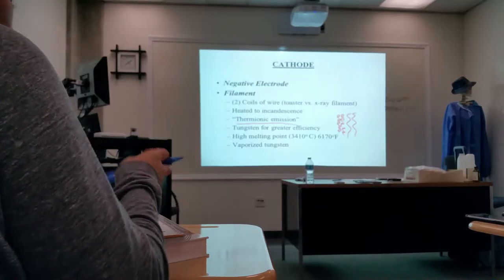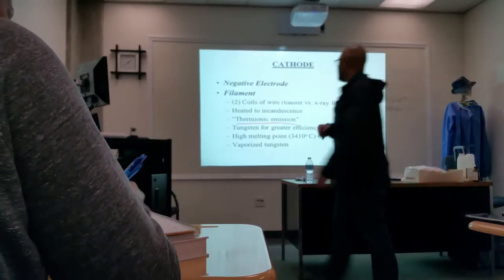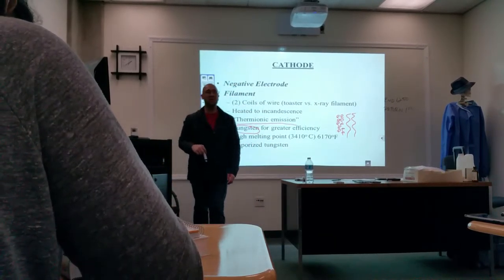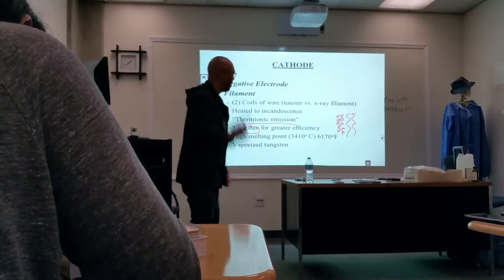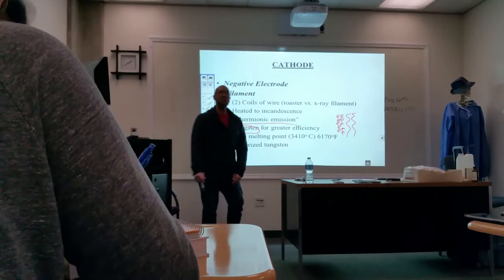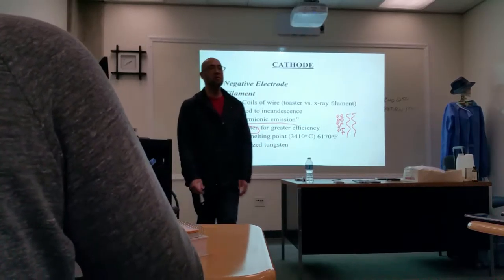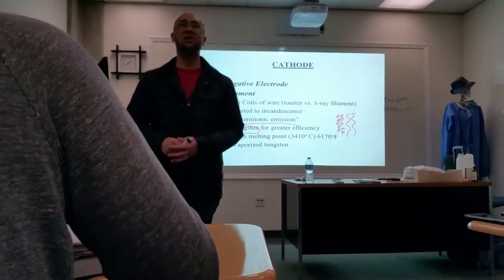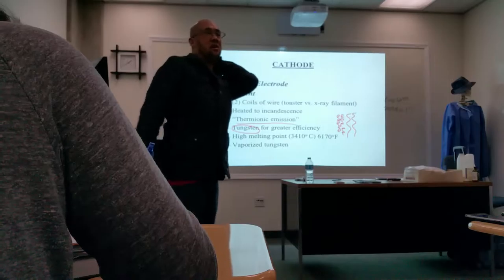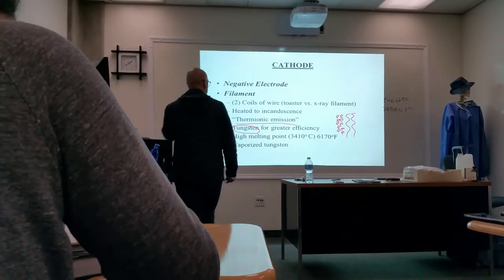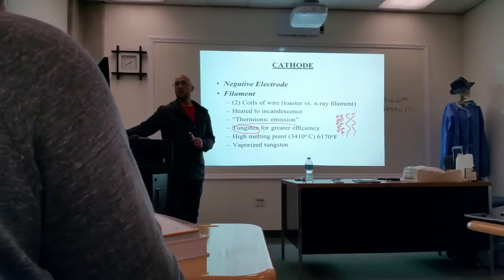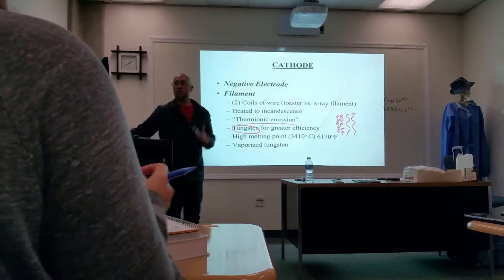Okay. The metal of choice for the coiled wires is tungsten. Tungsten, because it has a high melting point and a high atomic number. That's a high melting point of 3,400 degrees Celsius or 6,100 degrees Fahrenheit. That's a lot of heat, right, that it can deal with. So tungsten is the choice. Okay, let's keep on going here.